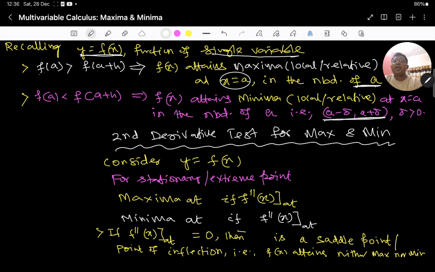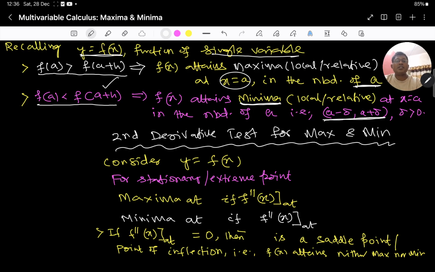If f(a) has the largest value, that means f of a is greater than f of a plus h. Similarly, if f(a) has the smallest value here, f of a is less than f of a plus h. h may be positive or negative, but it is a very small number. Then f(x) attains the minima.